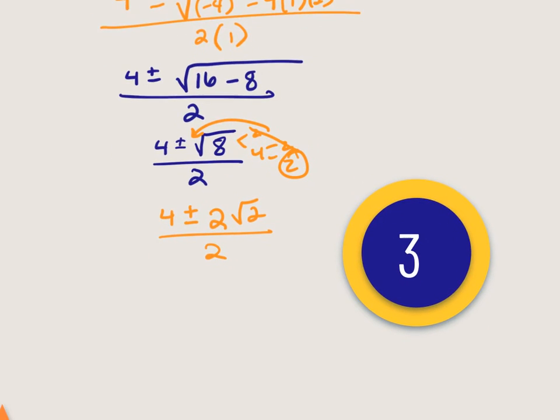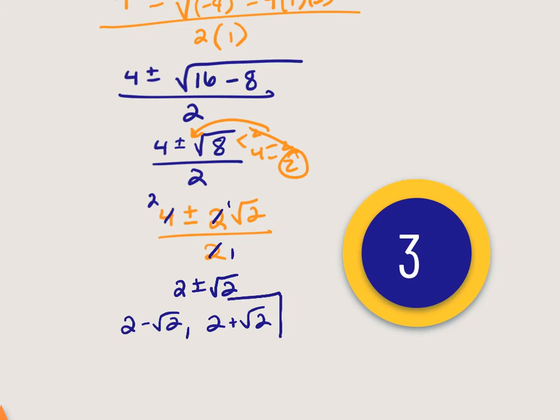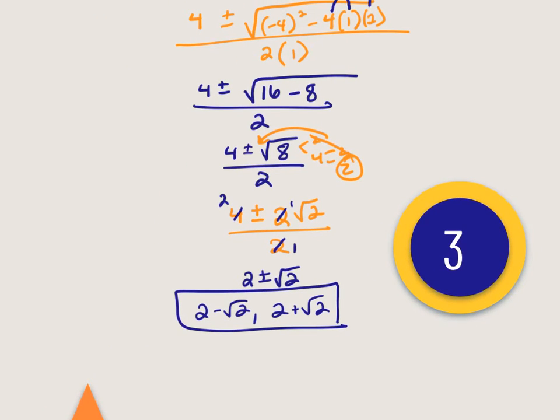Now we have two options from here. If all three parts of that are divisible by the same number, then I can reduce it. So 2 goes into itself once, 2 once, 4 twice. And I get 2 plus and minus root 2, which means 2 minus root 2, 2 plus root 2. The other thing I can do from here is split this into two fractions. 4 over 2 plus and minus 2 root 2 over 2, and then reduce. I still end up with the same answer.